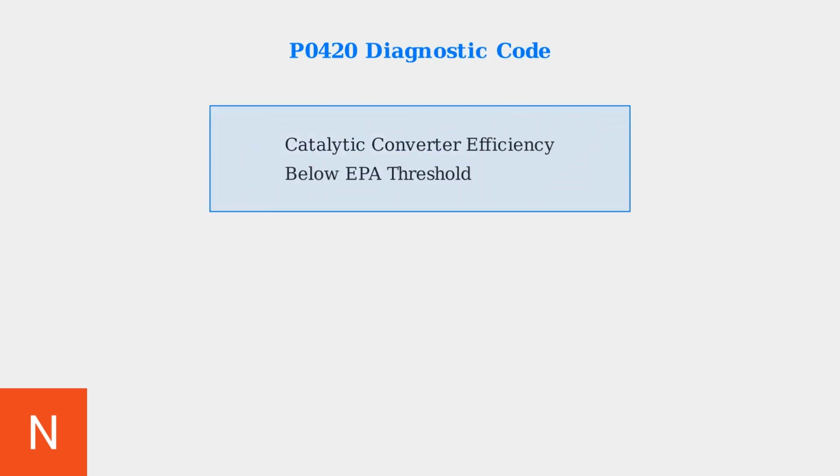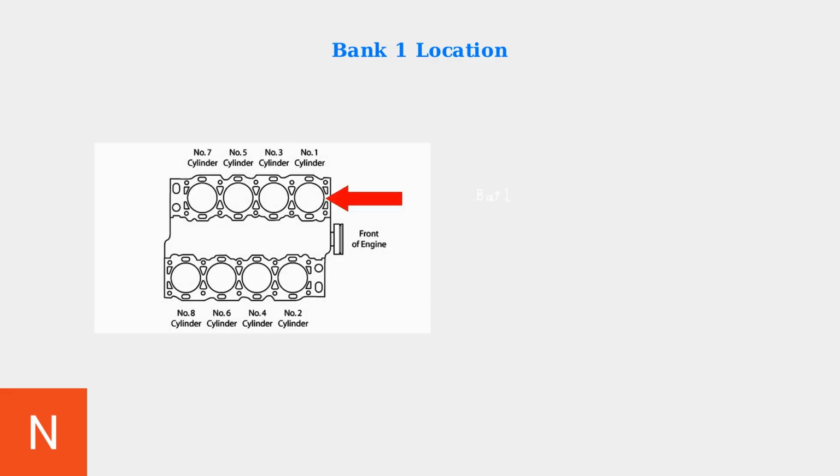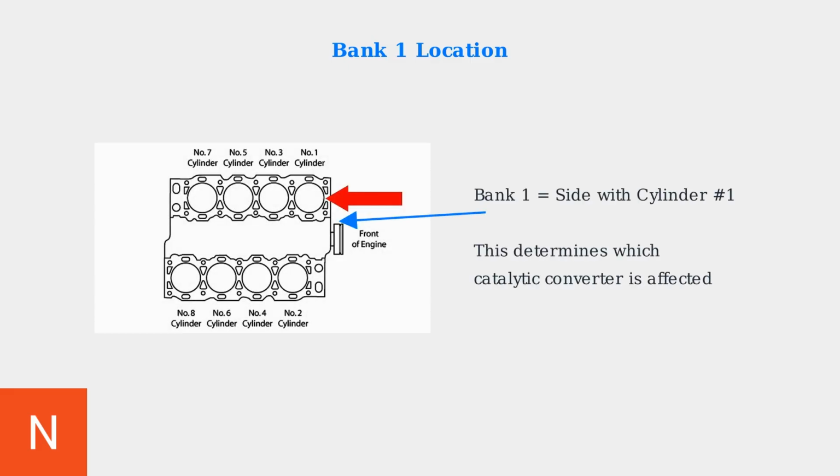The P0420 diagnostic trouble code is one of the most common emissions-related codes in Chevrolet vehicles. This code indicates that your catalytic converter's efficiency has dropped below the EPA's required threshold. The P0420 code specifically affects Bank 1 of your engine. Bank 1 is the side of the engine that contains cylinder number 1. Understanding this helps pinpoint which catalytic converter needs attention.